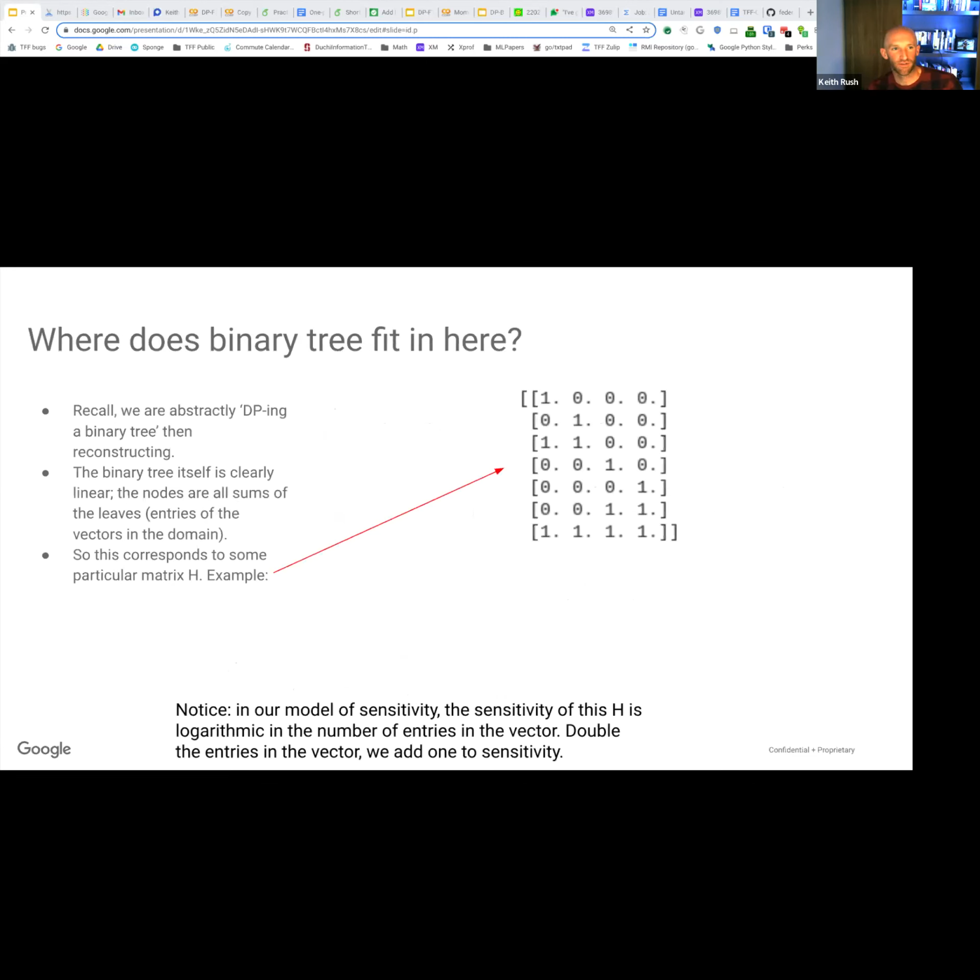Okay, where does the binary tree fit in? Remember that abstractly, we're computing this big complete binary tree, and then we DPify the binary tree, and then we reconstruct in the end. Clearly, the binary tree is linear, right? Because all the nodes in that tree are sums of the leaves, which are the entries of the vector here. So there is some matrix H that corresponds to this. This is really easy to see.